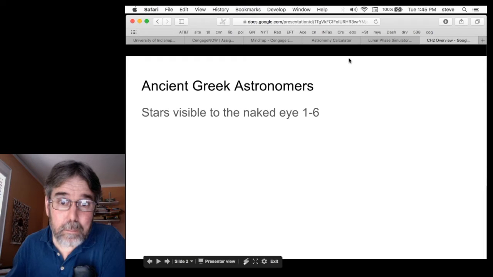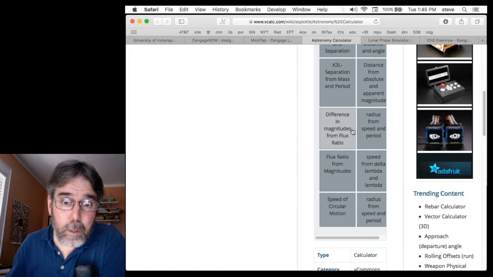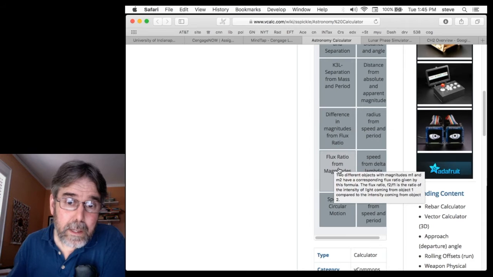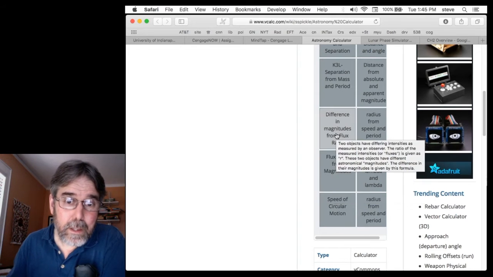And so if you go to the astronomy calculator that I cooked up and pointed out the other day, there are a couple of formulas there: difference in magnitude from flux ratio and flux ratio from magnitude difference. So if you know the difference in magnitude of two stars, you can use this calculator to calculate the flux ratio. If you know the flux ratio, you can use this calculator to calculate the magnitude difference.